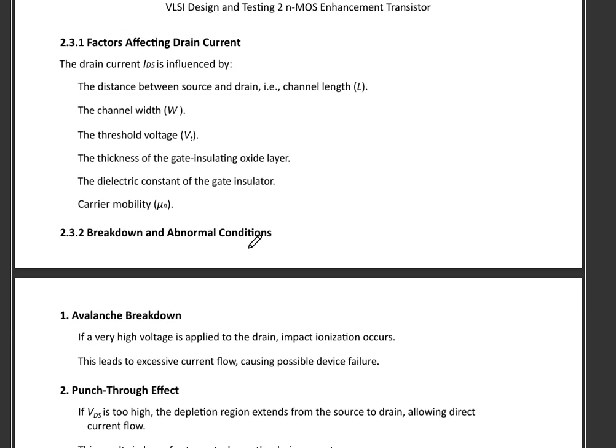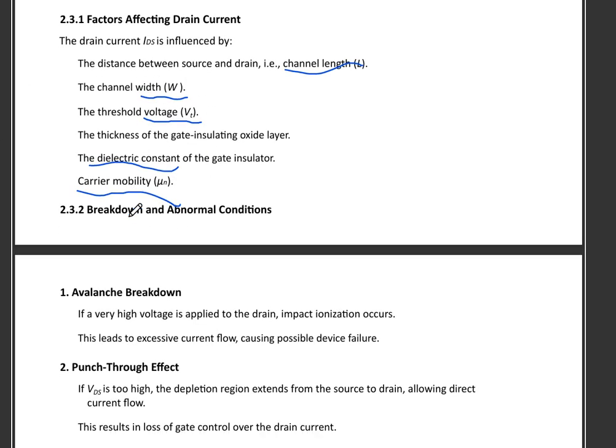Next is factors affecting drain current. You can easily remember this by just remembering the equation of drain current. In the drain current equation, we have channel length, channel width, threshold voltage and thickness of the gate insulating oxide layer, and also the carrier mobility along with the dielectric constant, that is mu n into Cox into W by L into VGS minus VT. So all these factors affect the drain current.